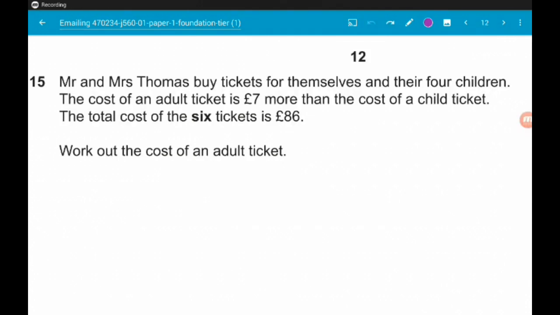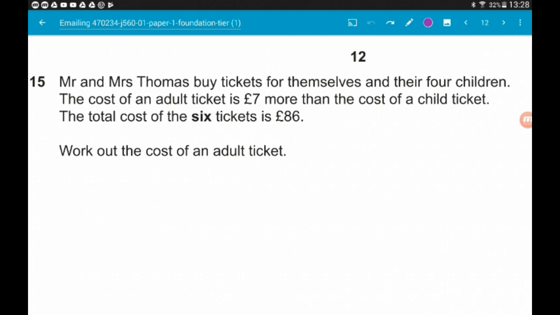Okay, question 15. So probably quite a tricky one. I know this is the type of question people don't like. So Mr. and Mrs. Thomas buy tickets for themselves and their 4 children. The cost of an adult ticket is £7 more than the cost of a child ticket. The cost of all 6 tickets is £86.